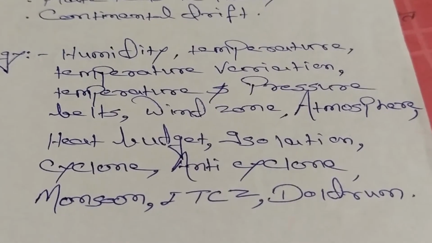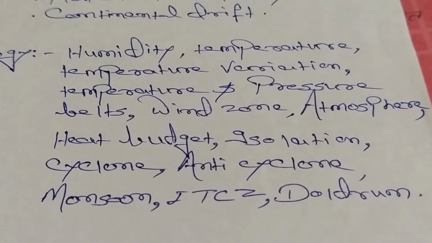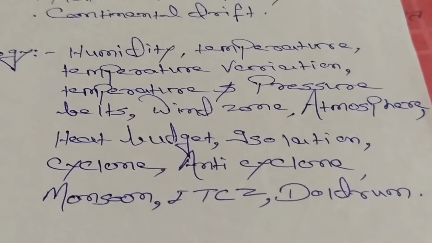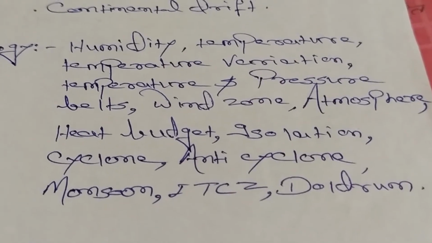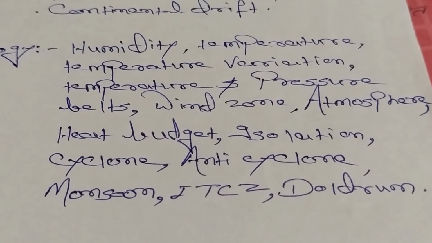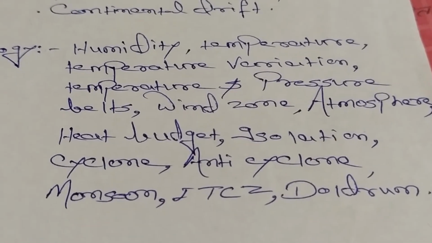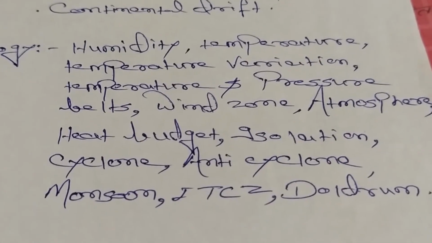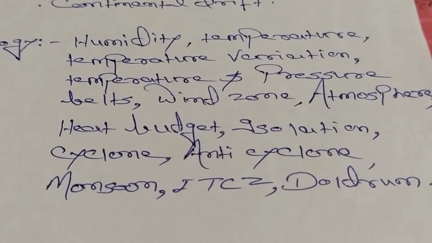exosphere, and ionosphere. Okay friends, then heat budget, how much heat the land can get is called heat budget. Then insolation, the coming of the sun's rays onto the surface of the earth is called insolation. Then cyclones, when air blows from high pressure to low pressure, cyclones may form. Then anticyclone.